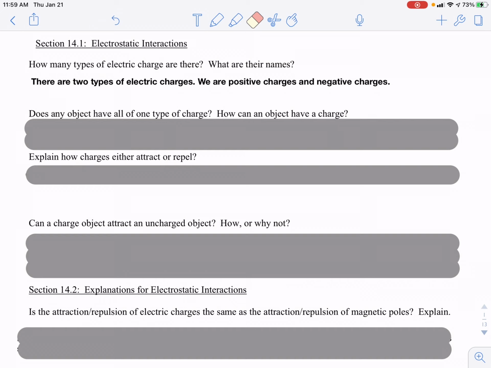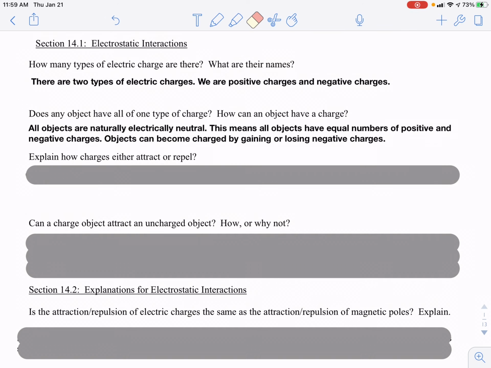Does any object have all of one type of charge? How can an object have a charge? Essentially, all objects are electrically neutral because all objects are made of atoms, and all atoms originally contain equal numbers of protons and electrons. An object can become charged by gaining or losing negative charges.